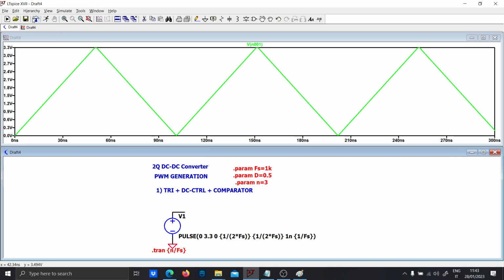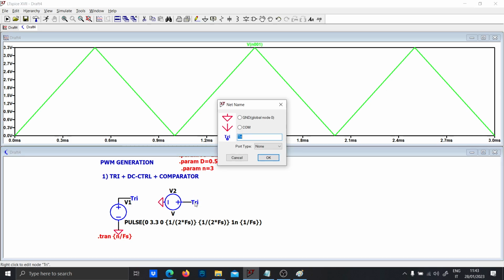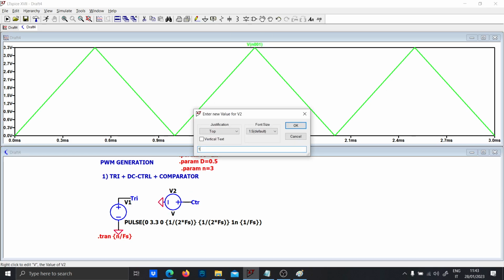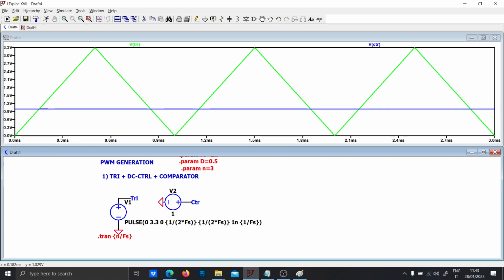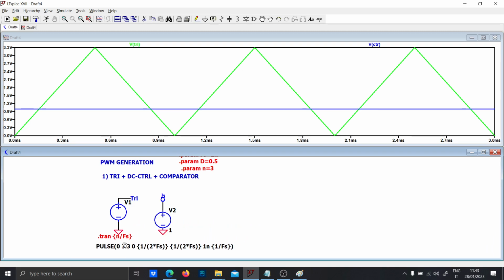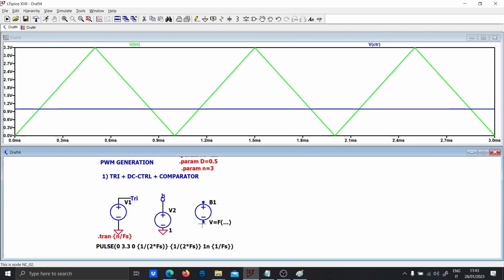And let's just use a control voltage, a DC control voltage. So let's just call this CTR of 1 volt. So now you have the triangular waveform and the control voltage. If this voltage is higher than the triangular waveform, it should generate 1, 0 otherwise. You can do this by using a bivalent voltage, just writing here BV. Oh, sorry. It won't work unless you use the bivalent voltage instead.